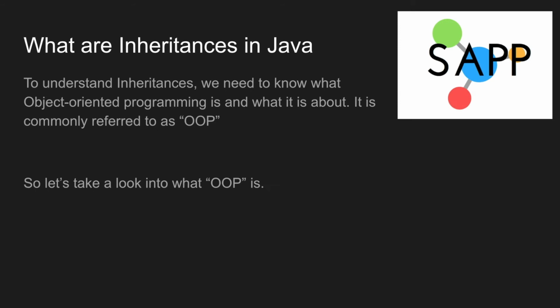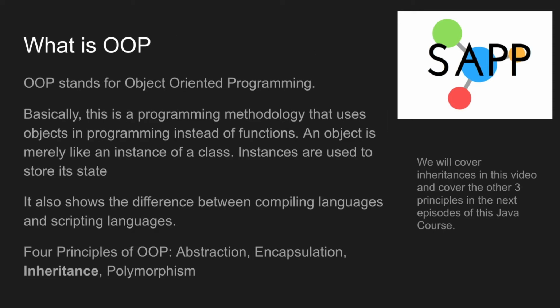So, what are inheritances? To understand this, we need to know what object-oriented programming is, commonly referred to as OOP. First let's take a look at what that is, and then we'll get back to inheritances. Basically, this is a programming methodology which uses objects in programming instead of functions, and the objects act like an instance, and an instance defines objects. Instances are merely used to store state as a variable, etc.